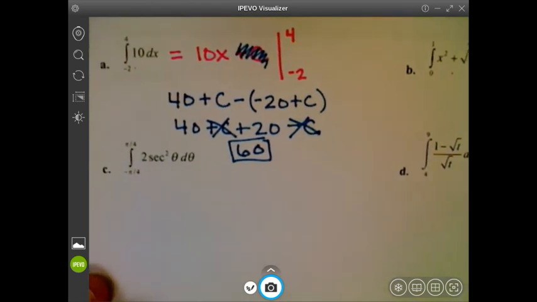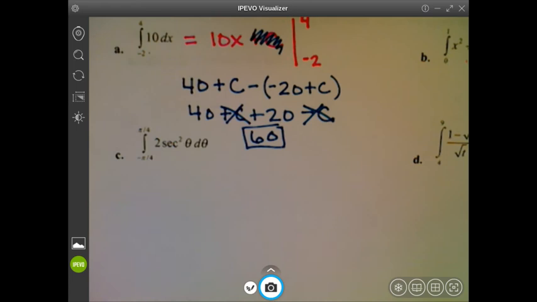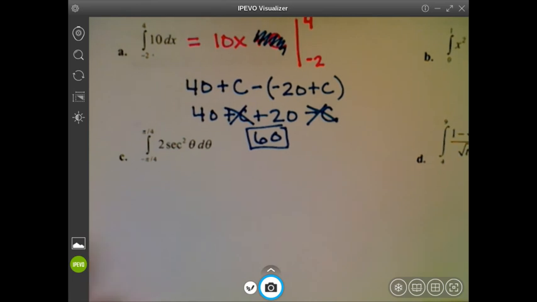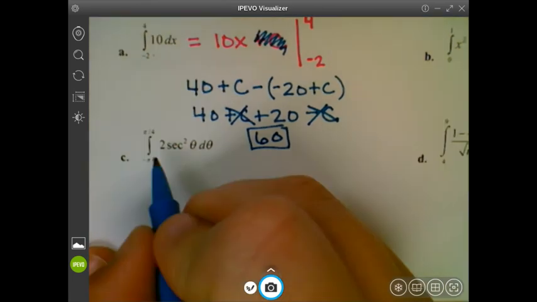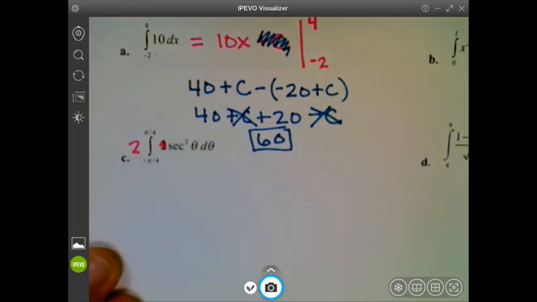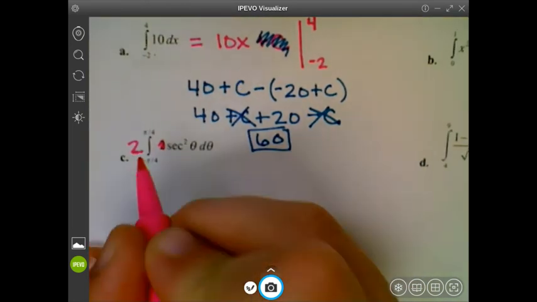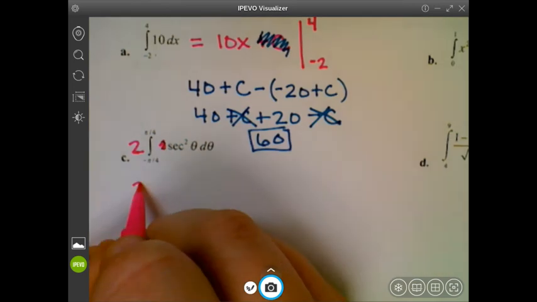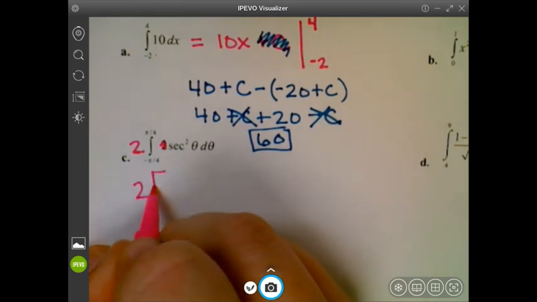All right. Up next, we have the integral from -pi/4 to pi/4 of 2 secant squared theta d theta. And remember the 2 is just a constant, right? Whenever you just have a constant, you can move it from inside to outside so that you don't have to worry about it in your integration. So this is going to be 2 times this integral.